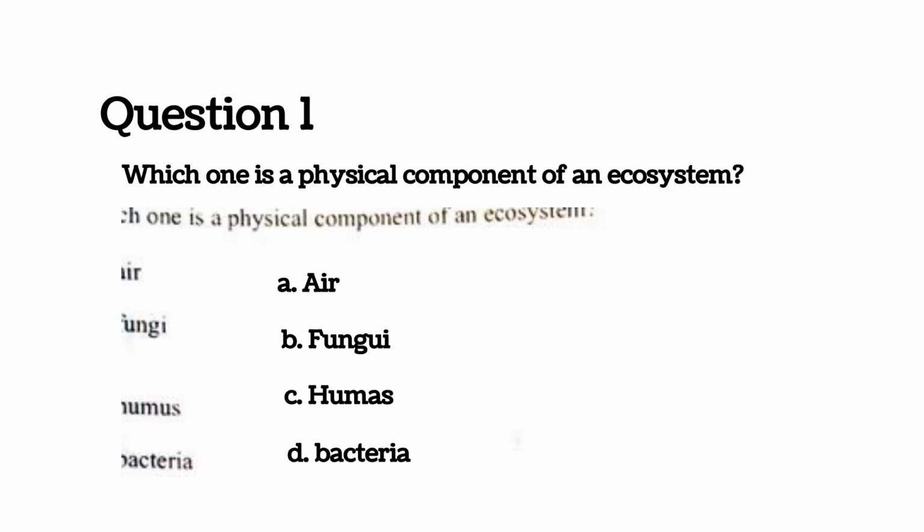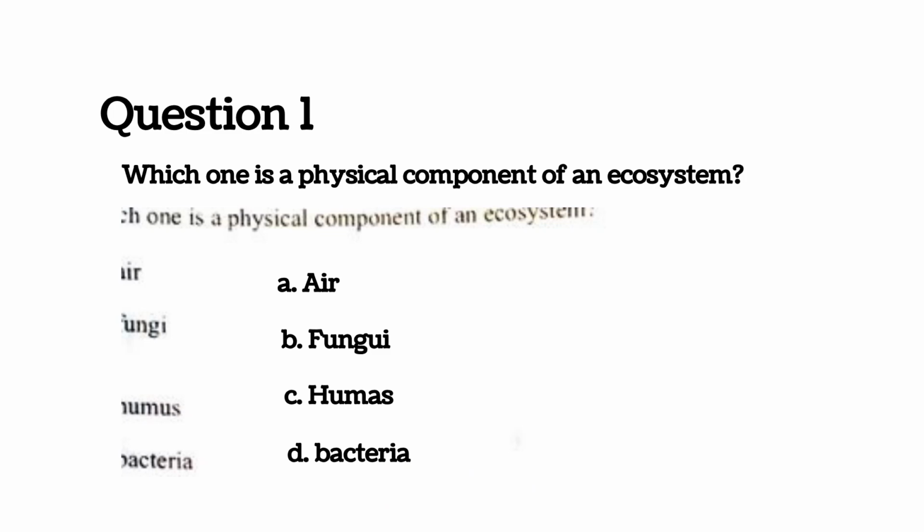That leaves us with A, air, and C, humus. Air seems pretty straightforwardly non-living, doesn't it? It does. Air, the mix of gases like nitrogen, oxygen, CO2. It's a classic abiotic factor. It's just part of the physical environment. It's not alive itself.